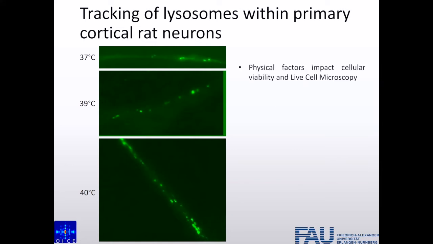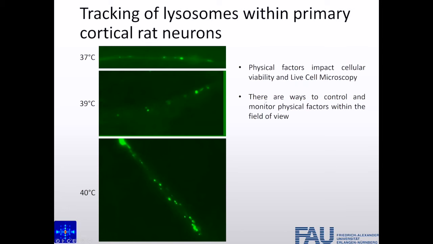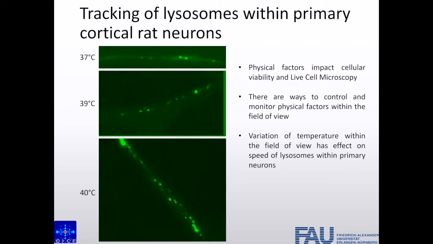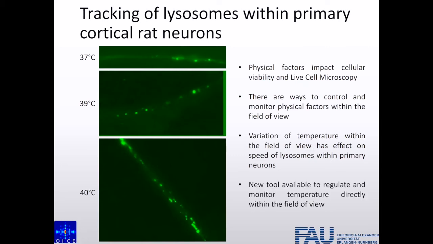So taken together, I can say we have physical factors that impact cellular viability in live cell microscopy. I showed you there are ways to control and monitor these physical factors within the field of view. We have a variation of temperature within the field of view, and this has an effect on the speed of lysosomes within primary neurons, as I showed you, even in a narrow temperature range.